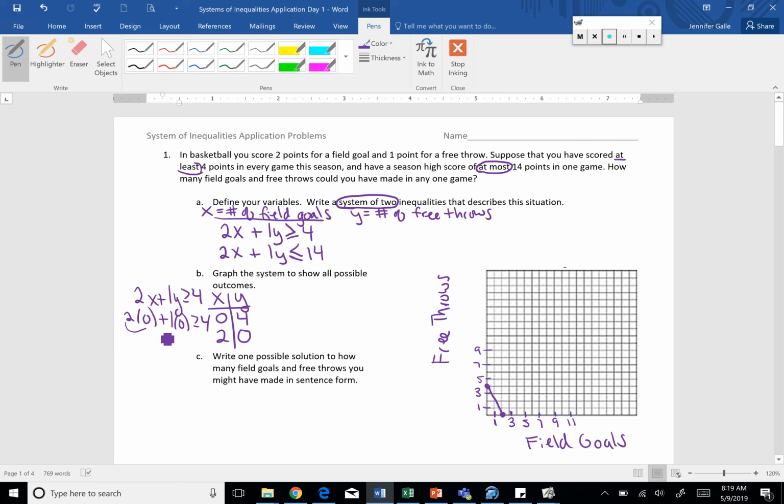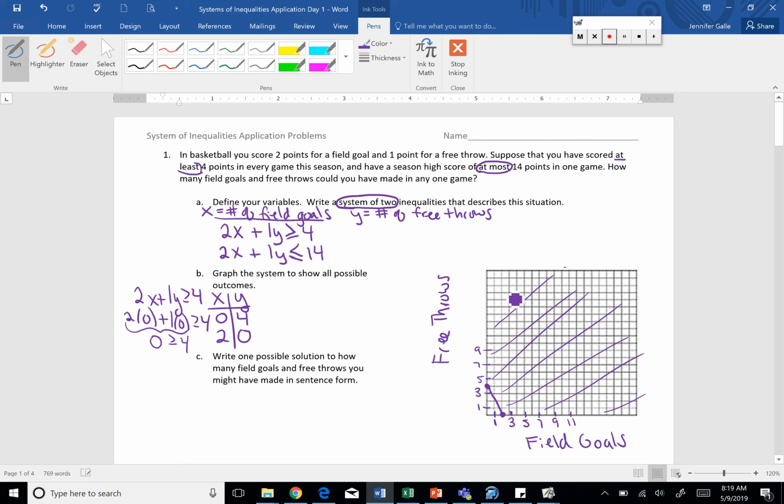What's going to happen to this entire left side? We're just going to have 0. All right, so moment of truth. Is 0 greater than or equal to 4? No. So am I going to shade the bottom of the line or the top? Top.